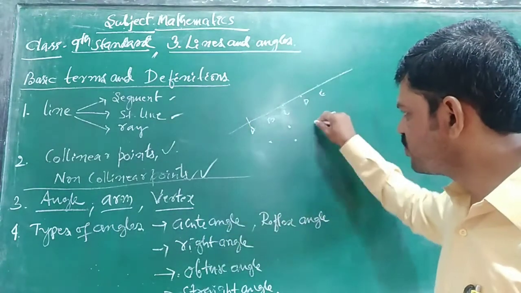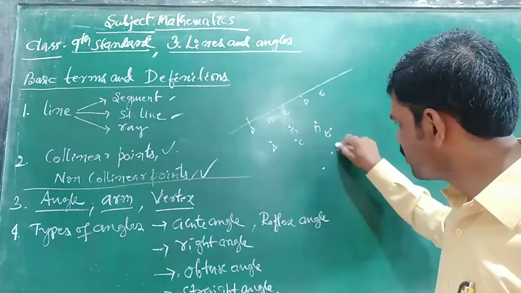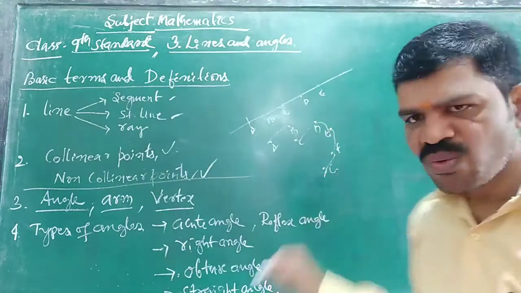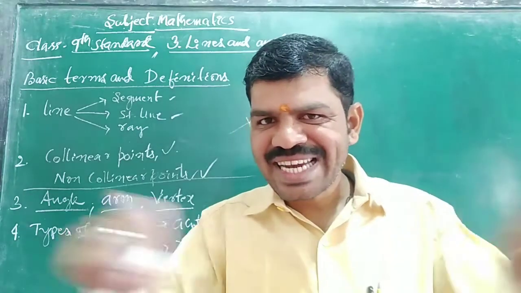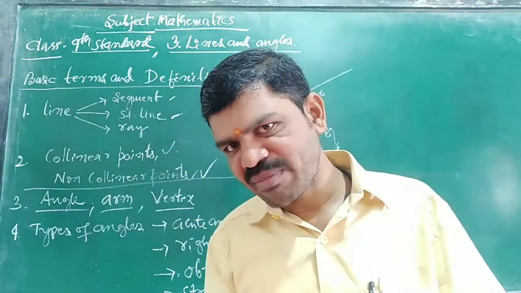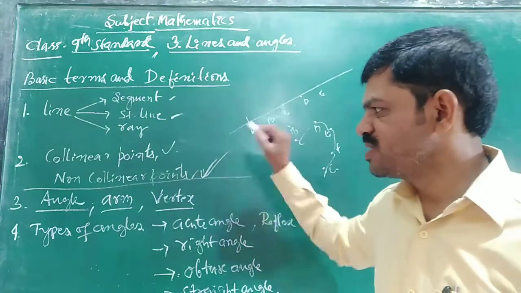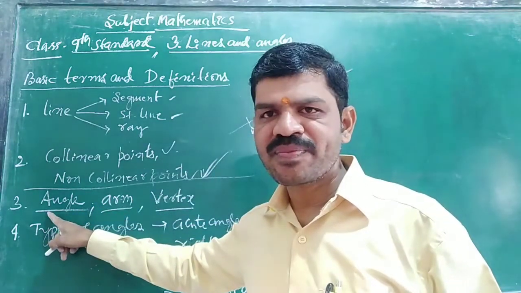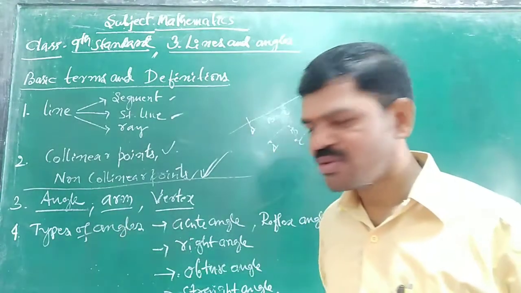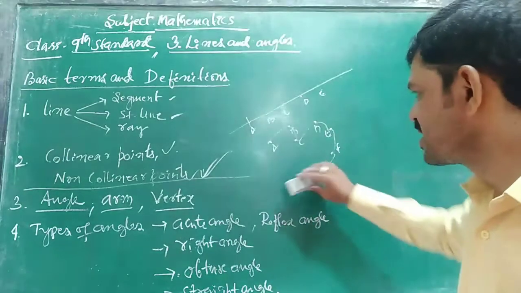1, 2, 3, 4, 5, 6, 7: A, B, C, D, E, F, G, H. So these are the points which are not there in the straight line. These points are called non-collinear points. I hope you understood well. So now come on, let us understand what is an angle, what is an arm, what is a vertex. Now let us see that.